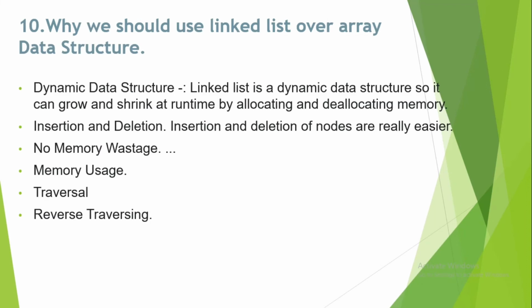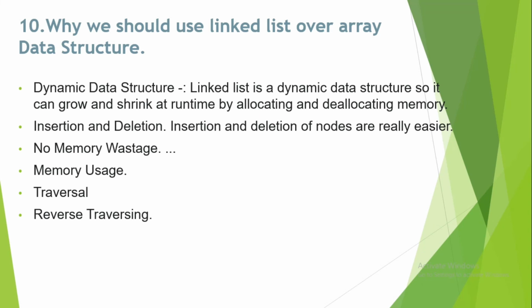So last question is, why should we use linked list over array data structure? First thing, linked list is a dynamic data structure which can shrink or grow at runtime by allocating or deallocating memory, and insertion and deletion of nodes are really easy, and traversal is also easy and fast. Reverse traversing: in a doubly linked list we can easily reverse the linked list. So the main purpose of using linked list over the array is dynamic memory allocation.